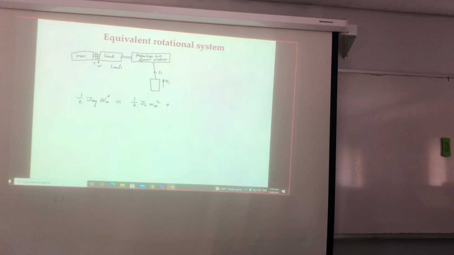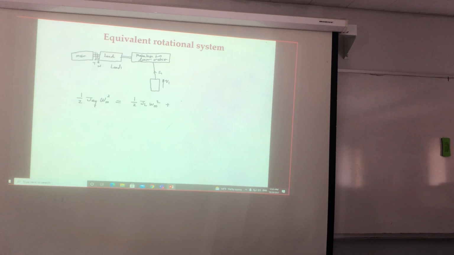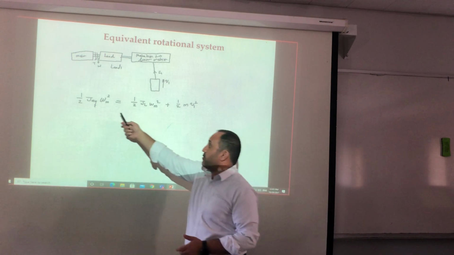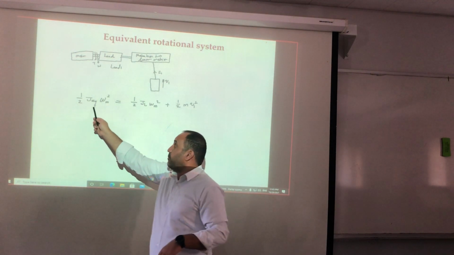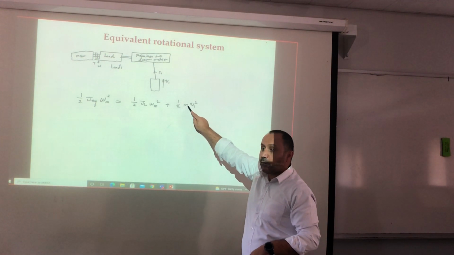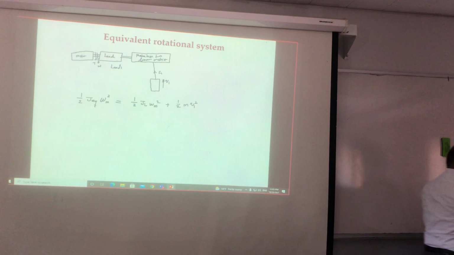Plus, now the kinetic energy for the linear load, 1/2 mv squared, the mass multiplied by V1 squared. Correct? Now I need to reshape the equation such that it appears as 1 over 2 as a factor, multiplied by a certain term, multiplied by omega m squared. So from here, I will divide by omega m and multiply by omega m squared.